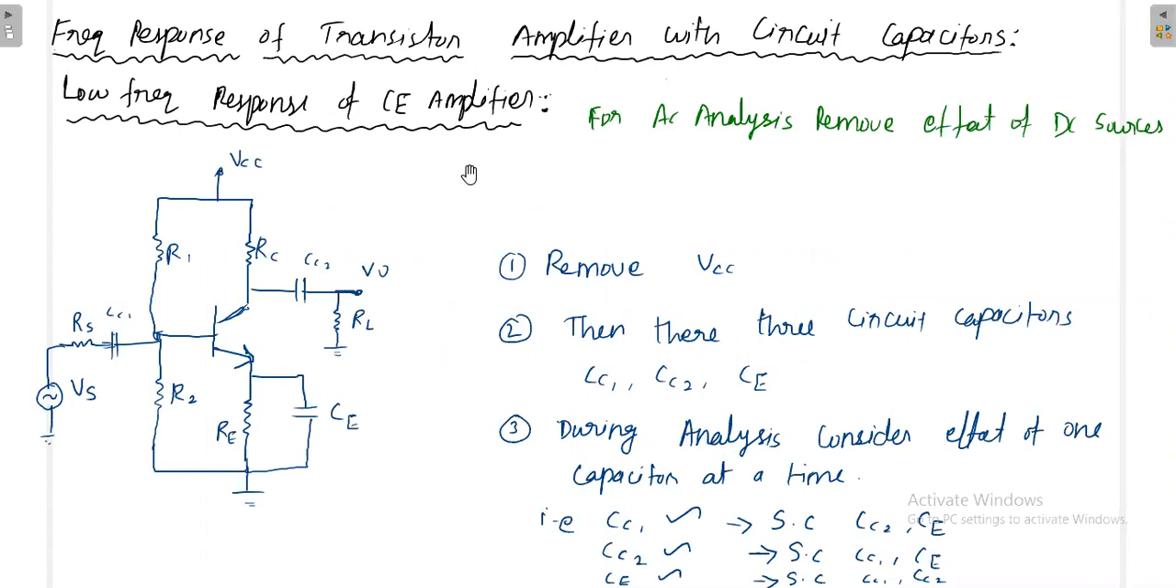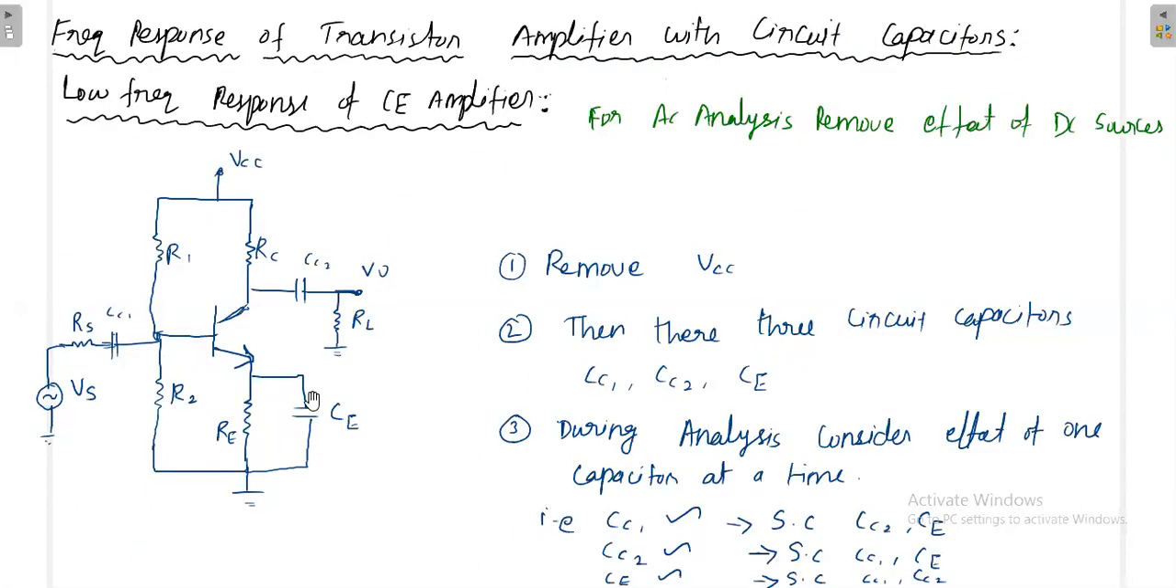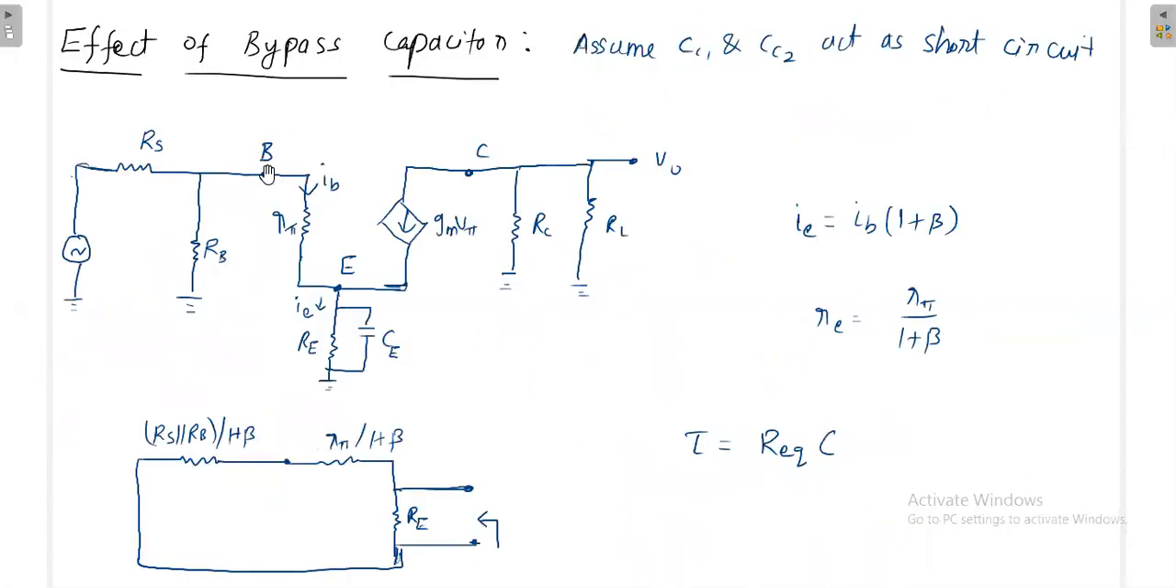Okay, so first we'll see the effect of bypass capacitor. If we consider the bypass capacitor, then we have to remove the effect of coupling capacitor 1 and 2. That means we have to short circuit this input coupling capacitance and output coupling capacitor. Once after short circuiting, we will have only this capacitance. Then for that we have to draw the pi model. If you draw, then this is RS, RB, and R pi, and this structure will come.